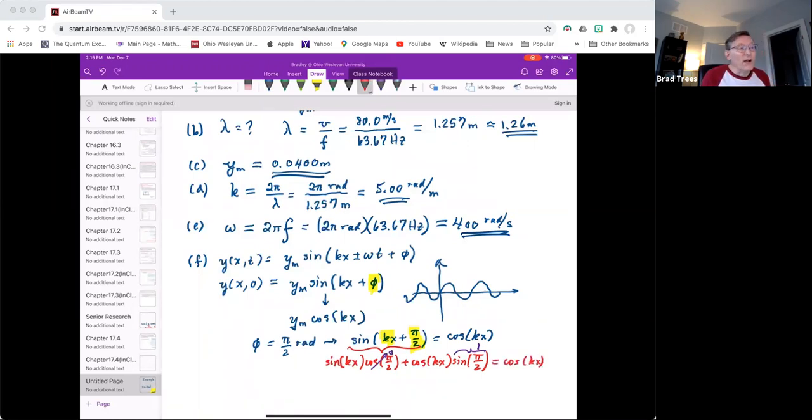So that was more kind of deducing from the wave function and then the shape of the snapshot graph that I drew, what the phi has to be. Has to be pi over 2.